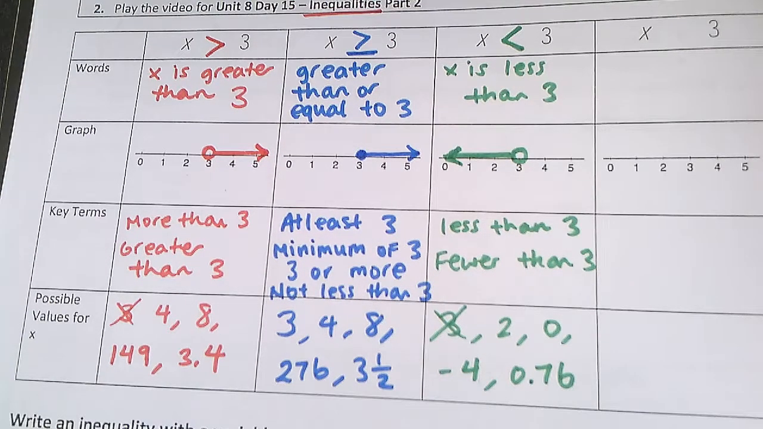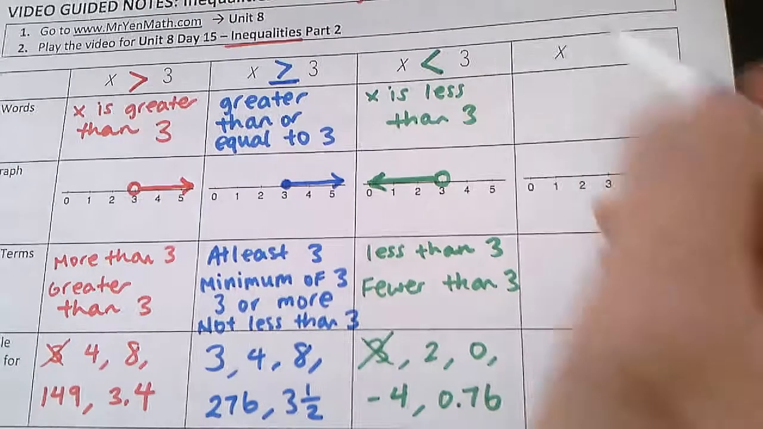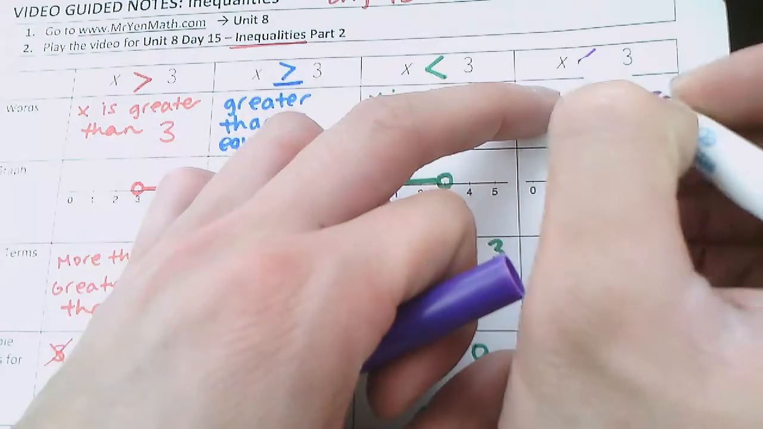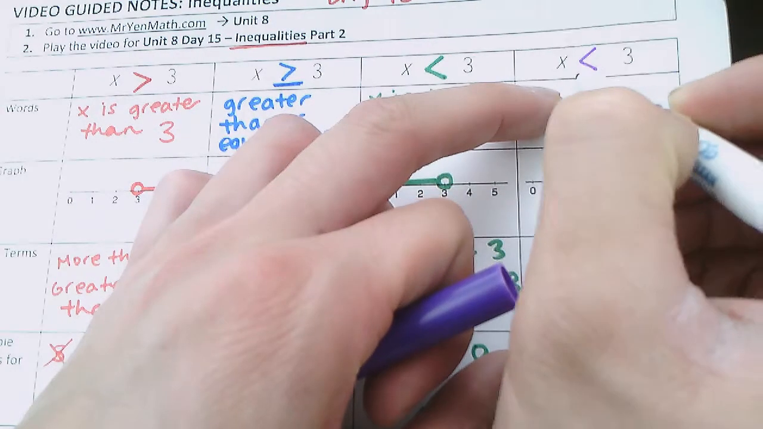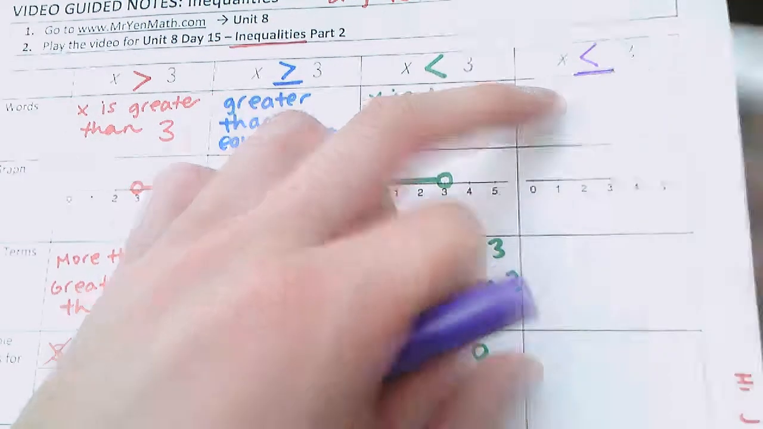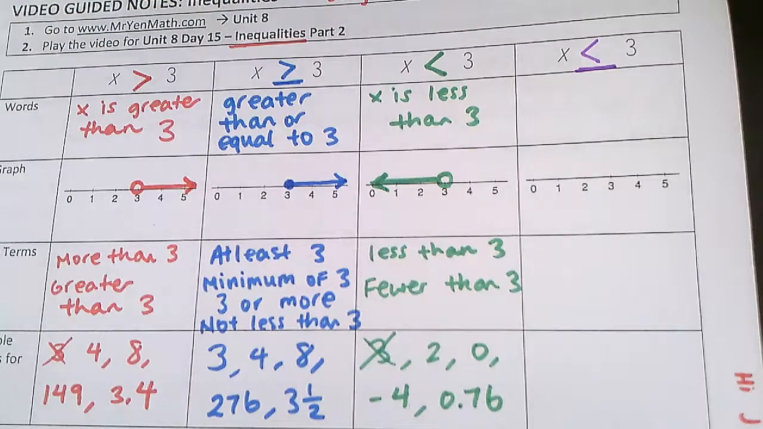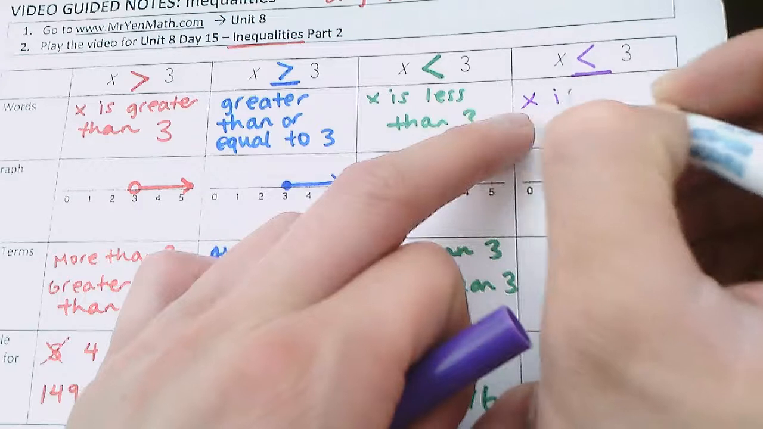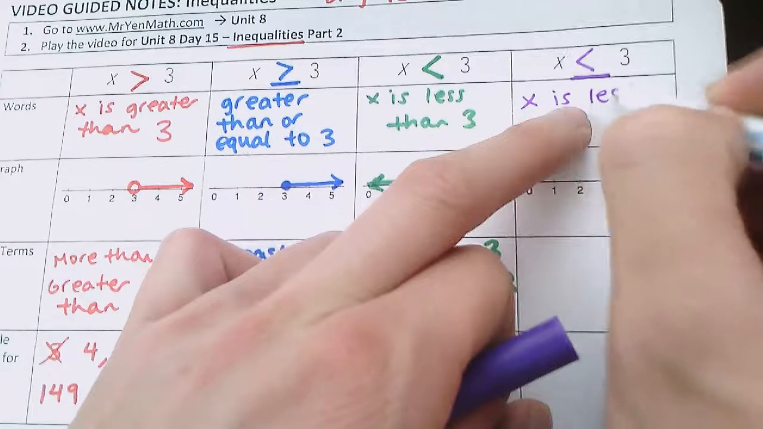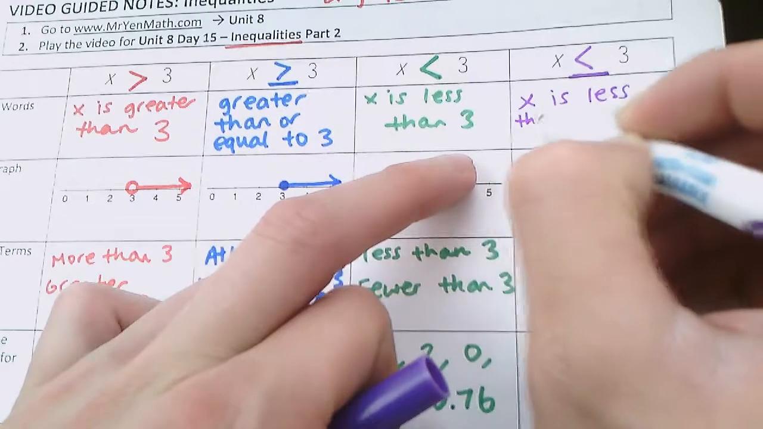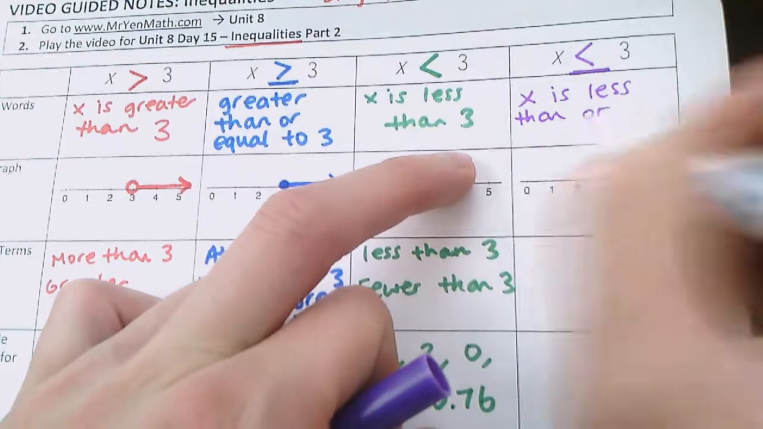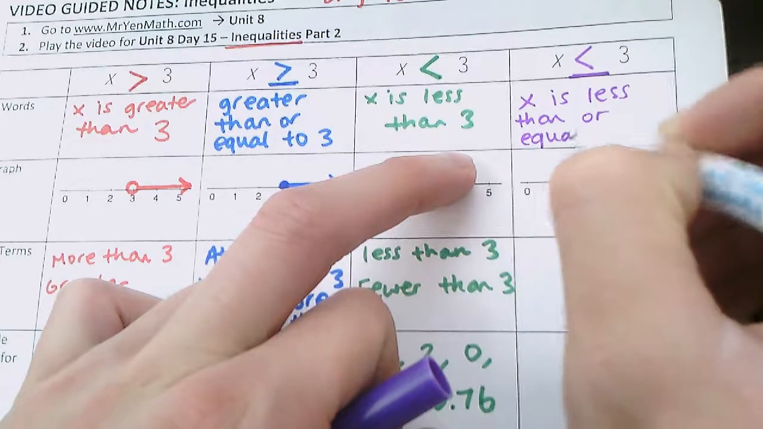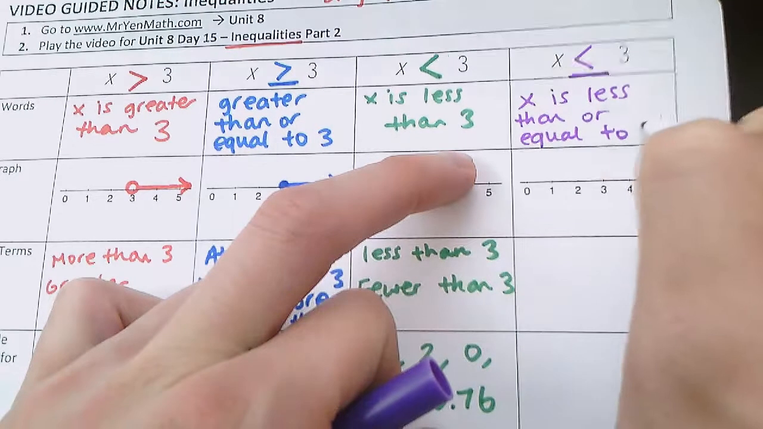All right, on to the last one. We're going to draw it like this. We have our less than symbol, and then we're going to draw a line underneath. And this means that x is less than or equal to 3.